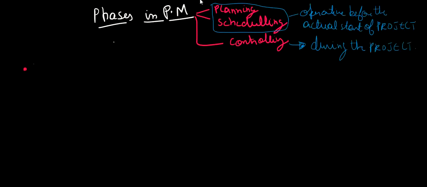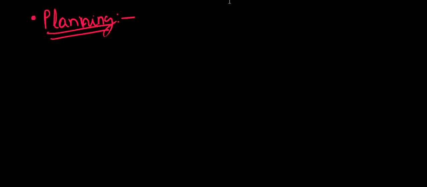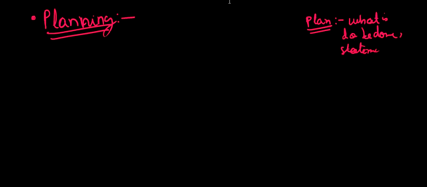Let's see what planning is first. So the first phase is planning. If I talk about the word plan, what is a plan? A plan can be defined as a statement of intent. What is to be done? Plan is what is to be done, or you can say it is a statement of intent. What is our intent?